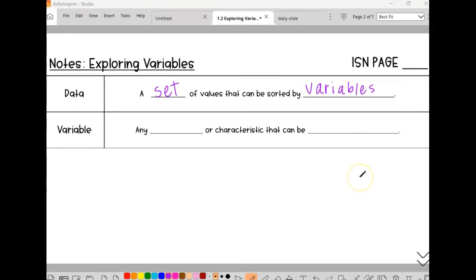Okay, so data is a set of values that can be sorted by variables. You see the word variables, it's in our title, right? Exploring variables. And data is a set of values that can be sorted by variables. When you hear the word variable, you're probably thinking of algebra 1, right? Somebody just tell me, what is a variable? A letter. What is that letter for? It represents a number or value, and usually you have to find it, right? Solve for X, solve for T, solve for S.